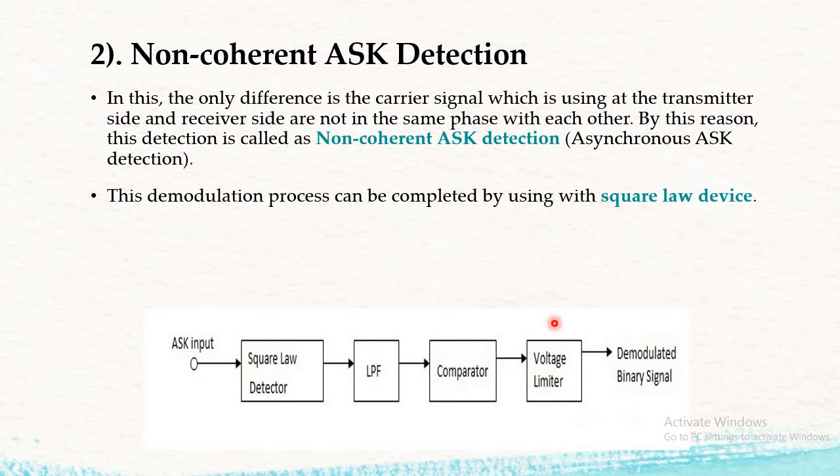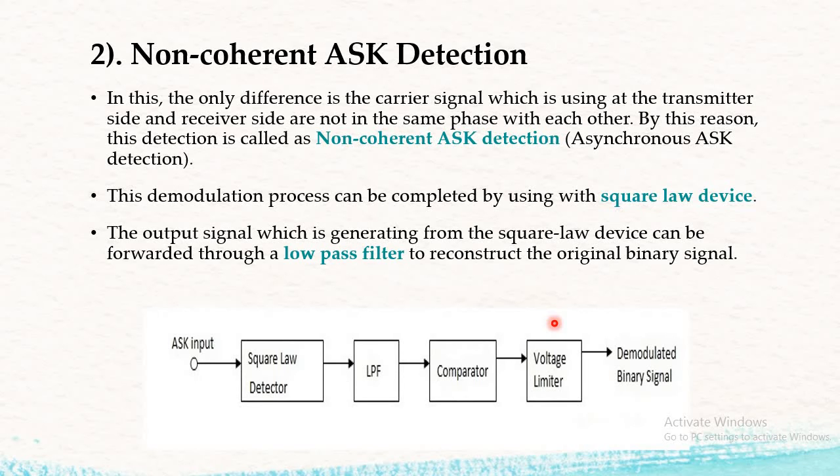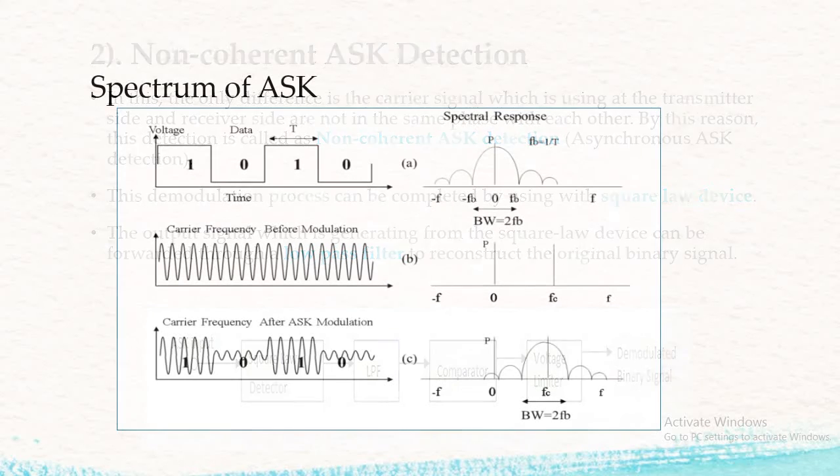Now this demodulation process can be completed by using a square law device, and the output signal generated from the square law device can be forwarded to the low pass filter to reconstruct the original binary signal back.